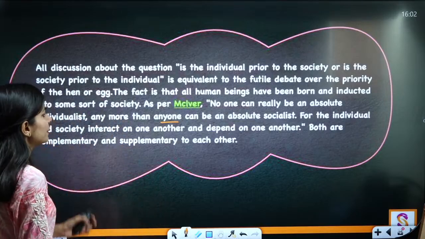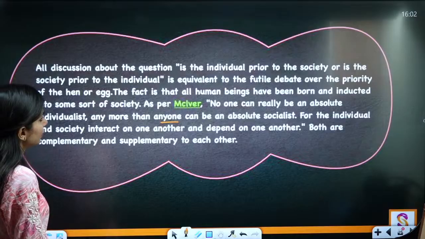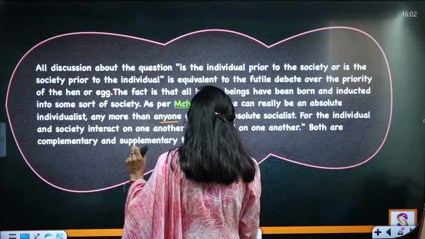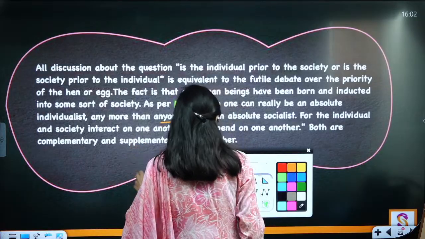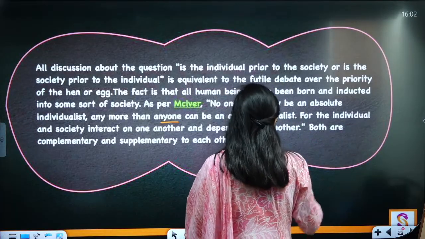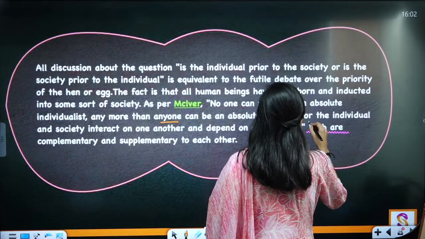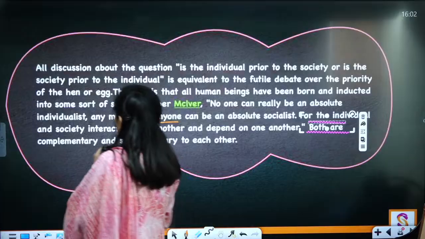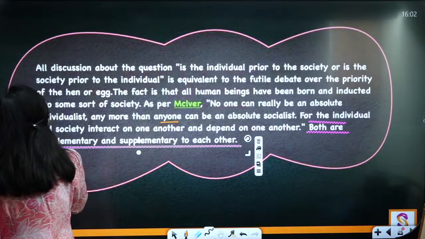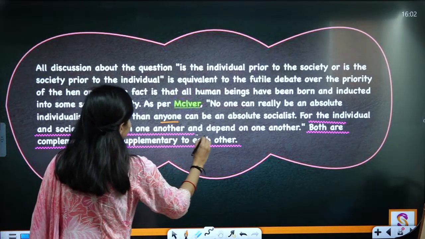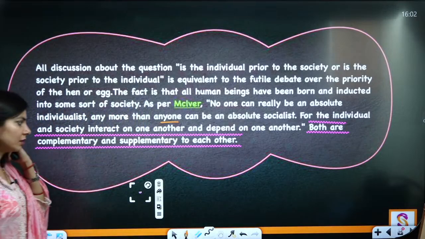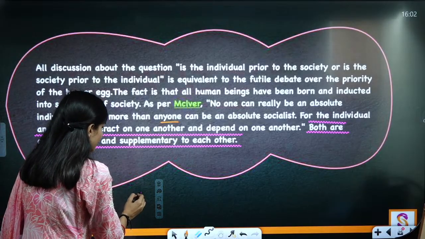Fine. So from this perspective, you can understand that the only thing we have to refer to while speaking about the society is that both are complementary and supplementary to each other. Means society cannot live in isolation, the individual also cannot live in isolation. So this is something that they have to do.